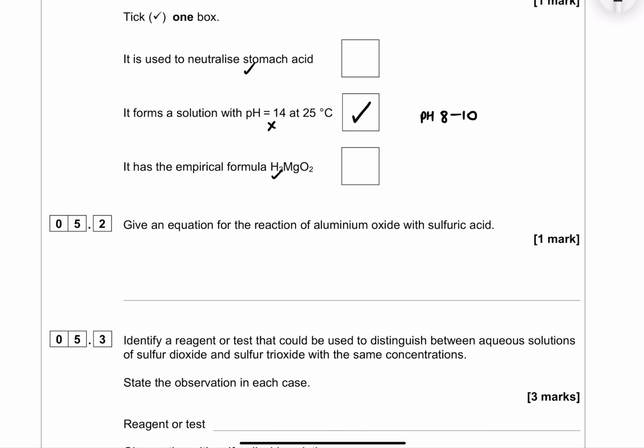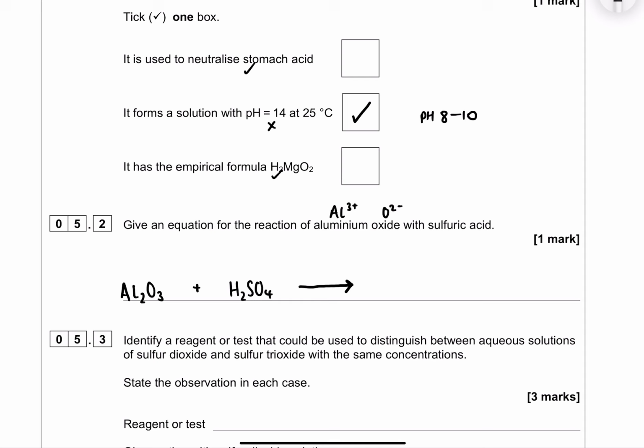Give an equation for the reaction of aluminium oxide. So aluminium is a 3 plus ion and oxide is a 2 minus. So the formula of aluminium oxide is Al2O3. Sulfuric acid is H2SO4. So when you react aluminium oxide with an acid, it behaves as a base, because remember that aluminium oxide is amphoteric.